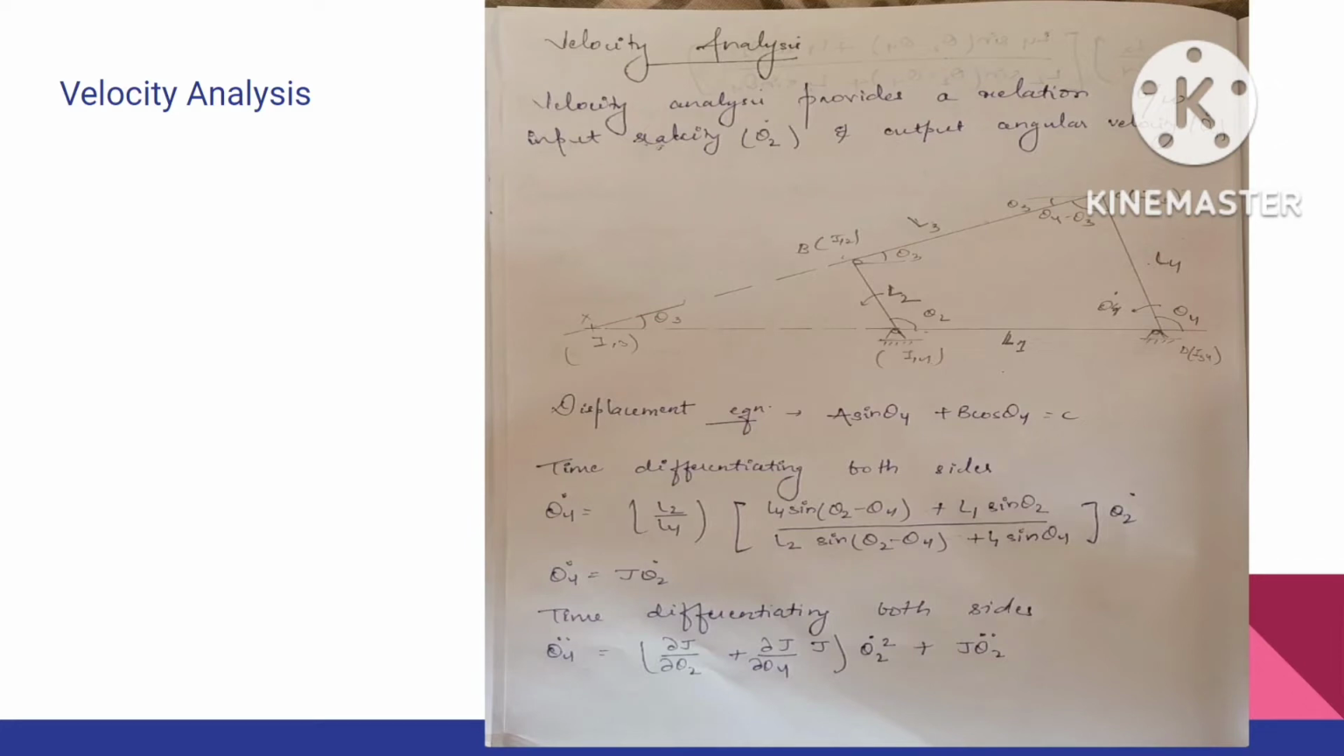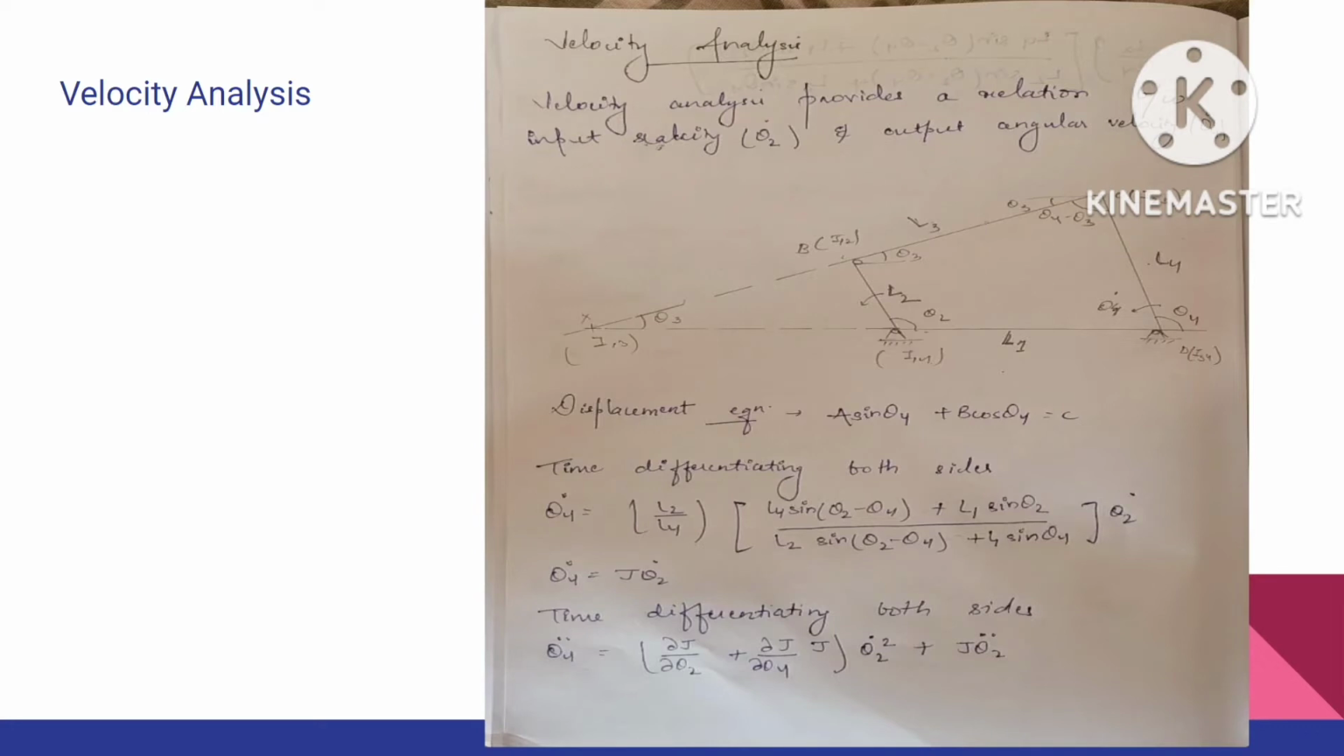So the velocity analysis provides a relation between input angular velocity and output angular velocity. From the Aronhold-Kennedy theorem, we know that if three bodies are in relative motion, they must have collinear instantaneous centers. As L2, L1 and L4 are in relative motion, I13 must lie on I14 and I34. Similarly, L2, L3, L4 are in relative motion. Therefore, I13 must lie on I23 and I12. Thus, we can find that I13 is at the point X.